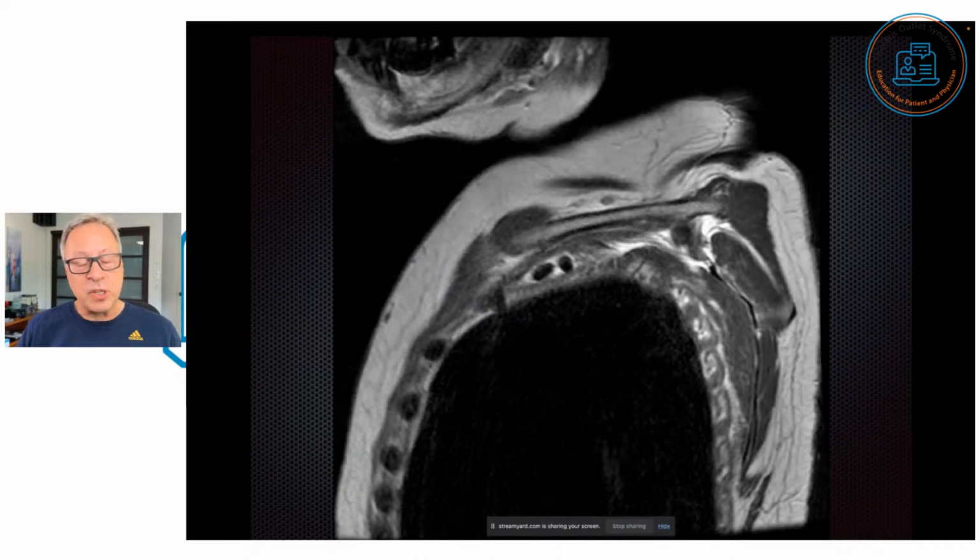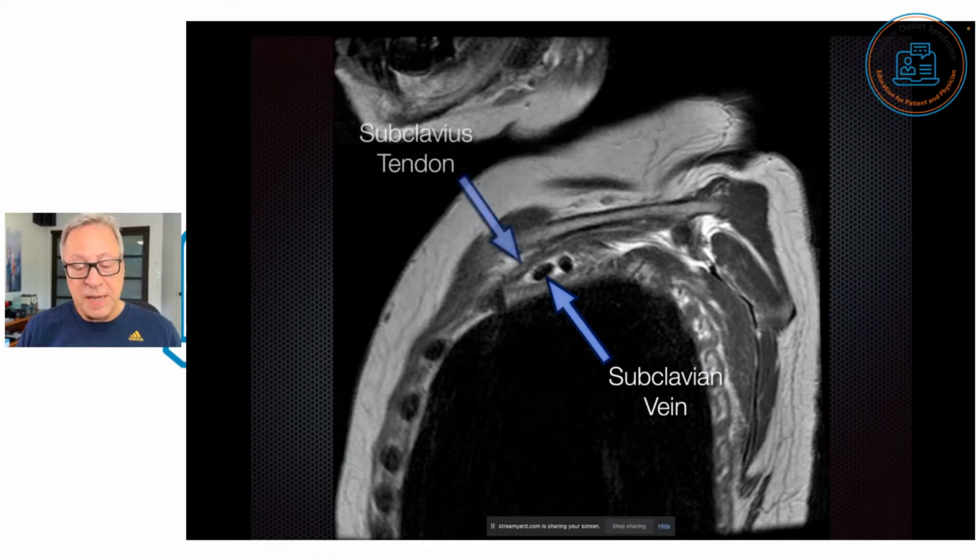Here's another image just a little farther laterally. And again, we can see the subclavian vein. Just behind it, to the right, is the subclavian artery. And we see the tendon of the subclavius muscle. And if you follow that tendon towards the right, you'll see it flows underneath the collarbone, which are those two parallel black lines with a white center.